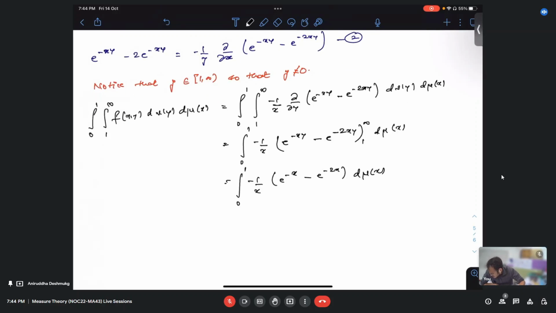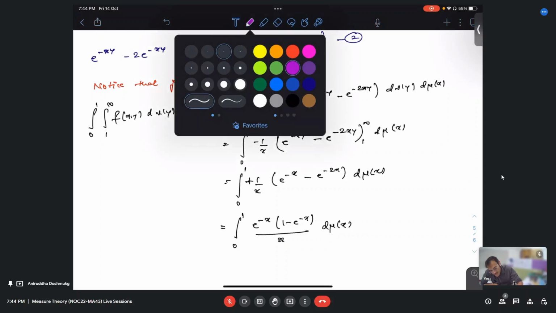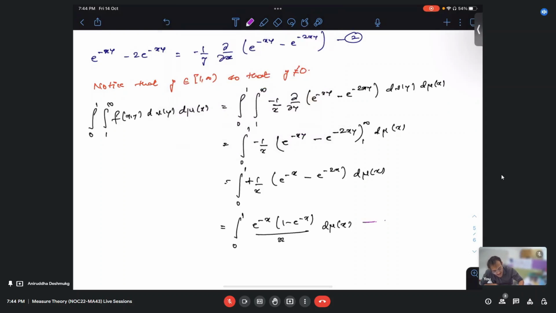So all in all, what one can write? Oh, and with a negative sign. So this negative sign goes away. So 0 to 1 e to the power minus x into 1 minus e to the power minus x upon x d mu x. So let us keep this in. So this is our equation 3.